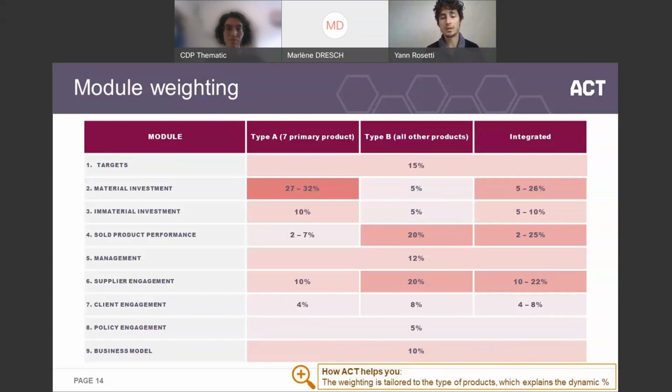And the integrated case is a mix of the different weightings for type A and type B, depending on the share of the different activities covered by the company. So the weighting is tailored to the type of products, which explains the dynamic percentage. For instance, in type A companies, on module number 4 we have a weighting going from 2 to 7%, and it depends on the type of products that are covered, for instance ammonia, ethanol, hydrogen, or a combination of different activities.